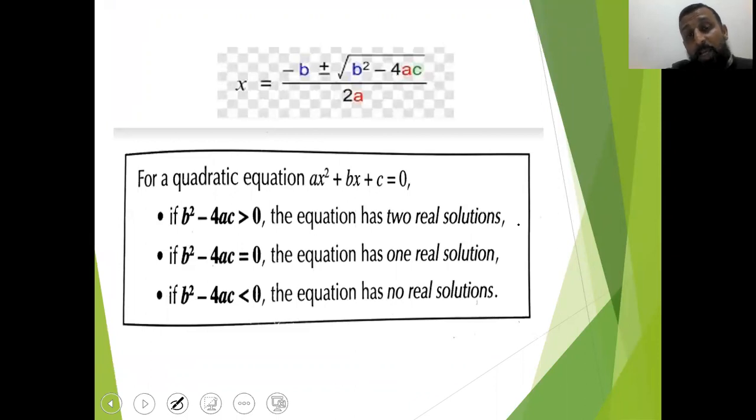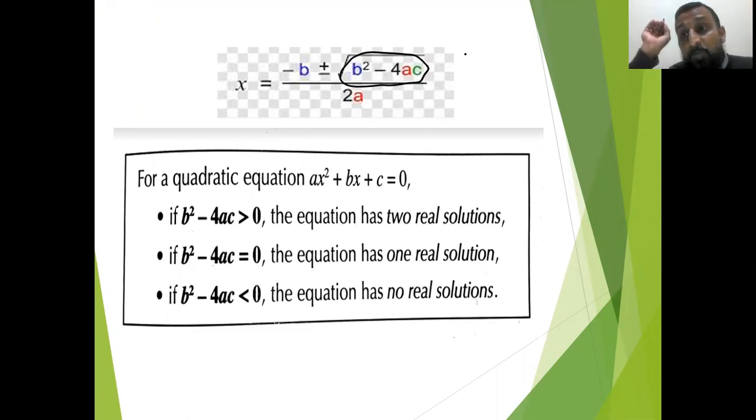x equals minus b plus minus the square root of b square minus 4ac, whole upon 2a. Now in this formula, consider this factor, b square minus 4ac. This is something very important. It gives three basic results, right? This is called the discriminant.